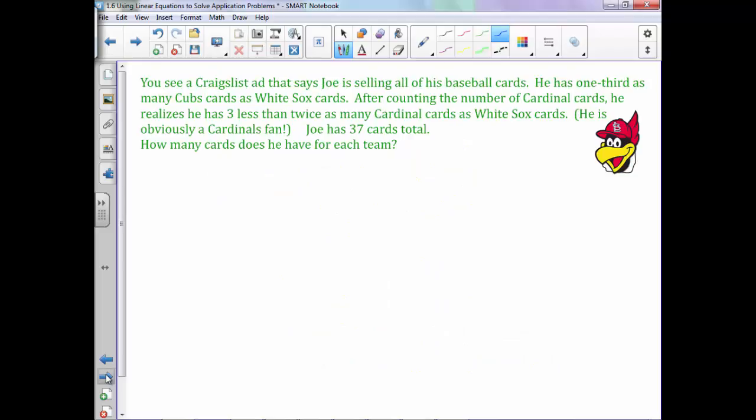Alright, so we're on Craigslist. Somebody's selling baseball cards. We've got Cubs cards and White Sox cards and Cardinals cards. So let's start. We've got some Cubs cards. We don't know how many. We've got some White Sox. And then we've got some Cardinals.